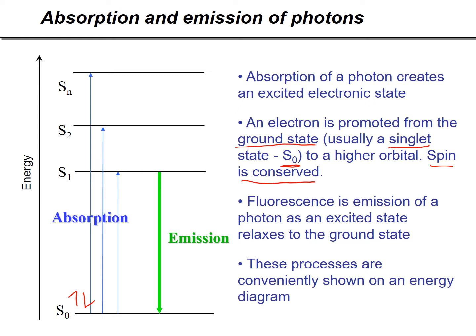Then emission also can go from a higher state of the same spin down to a lower state. So if we're going to end up in a singlet ground state, the photon has to be emitted from a higher singlet state. So this is just a nice diagram and convenient way to show these processes.